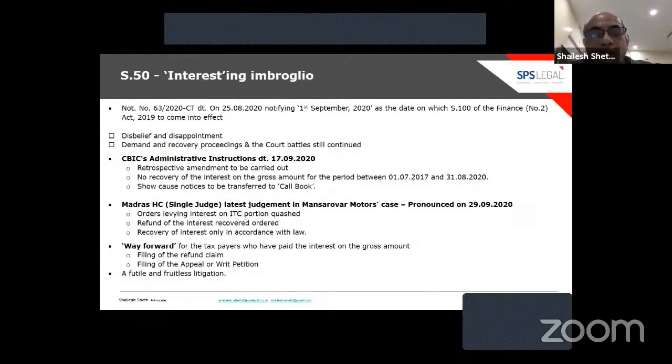In my opinion, probably Section 50 subsection 1 is missing on this point, read with the relevant rules. Today, it cannot be made operative in this manner. Therefore, even the liability to recover the interest on the cash portion can also be a subject matter of dispute. Next.